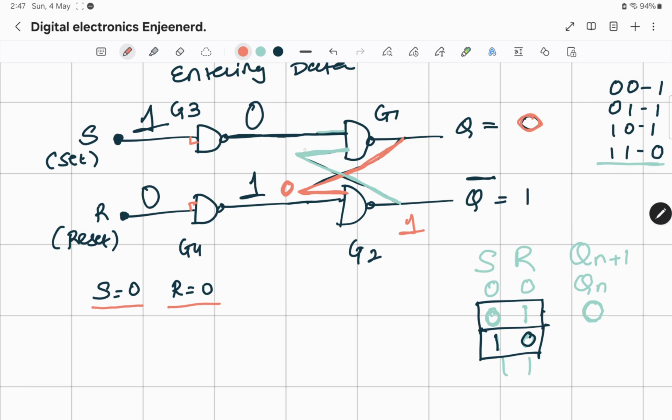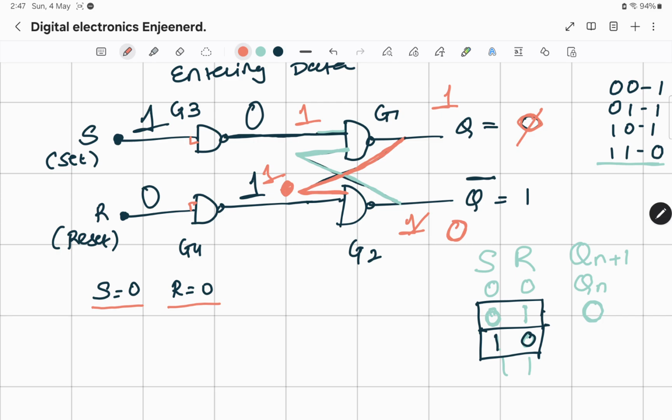1 into 0 will give you 1 here. So this 0 turns to 1. Now this new 1 is traveling again as a feedback here. Now I have a new 1 coming here. 1 into 1 will make this 0. And now this will keep on continuing.